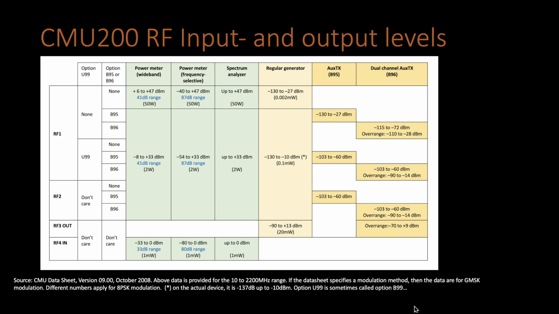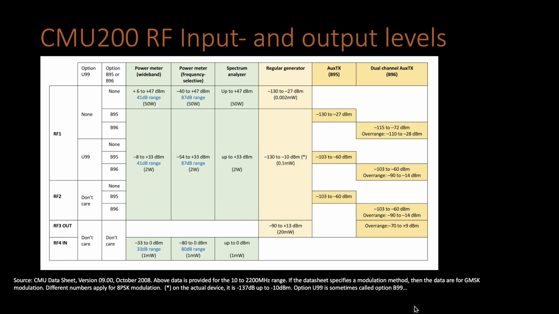I should note here that this data is provided for the 10 MHz to 2200 megahertz range. If you go from 2200 to 2700, it's slightly different. Also, in some specific cases, the specified levels are for certain types of modulation. If that is the case, I selected the data for GMSK modulation and not for 8PSK. There's also some slight differences between what the data sheets sometimes say and what the device itself actually allows you to select. I'm not going into detail here right now. I want to stay at the bigger picture.